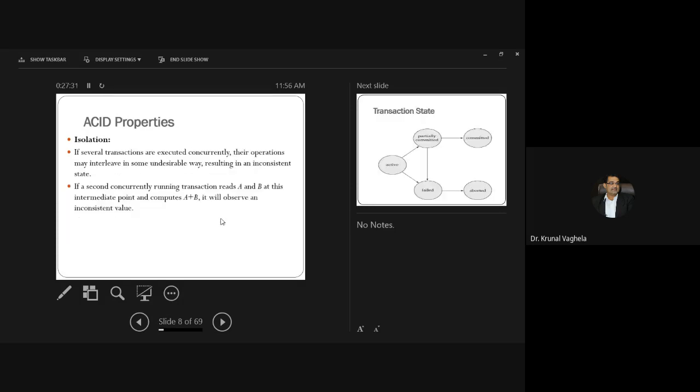And the last one is isolation. The isolation property says if several transactions are executed concurrently, their operations may interleave in some undesirable way, resulting in some inconsistent state. I have taken the example of A plus B. If a second concurrently running transaction reads A plus B at this intermediate point, then it computes A plus B and will observe an inconsistent value. So it will read A plus B as 1950, which is wrong.